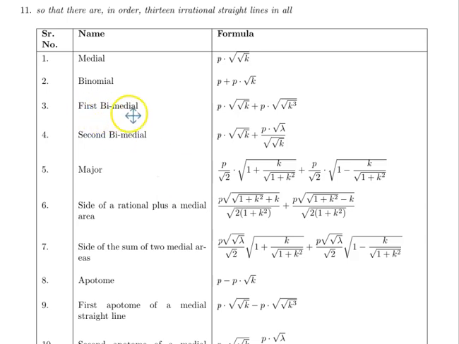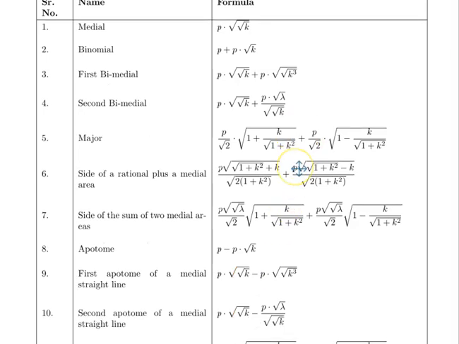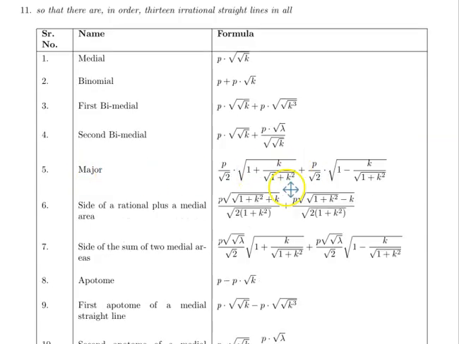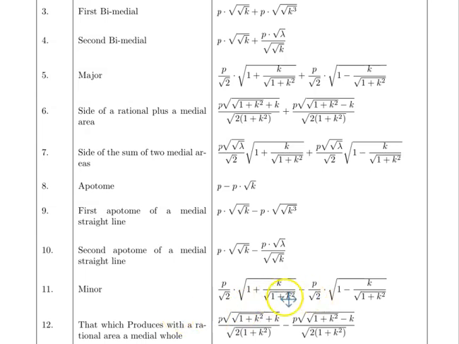Similarly, if you notice, first bimedial is p times fourth root of k plus p times fourth root of k cube. And here it is minus. Here it is plus. Here it is minus. Major is plus between these two terms. And for minor, it is minus in between these two terms. The terms themselves are the same. Here it is a sum. Here it is the difference.